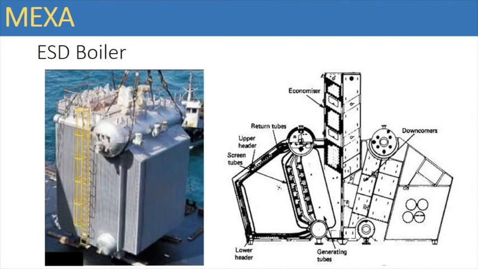ESD type boilers are huge high capacity boilers used for high production of steam to run turbines. Mostly these types of boilers are employed in steam power plants.